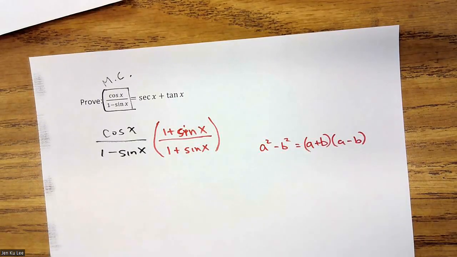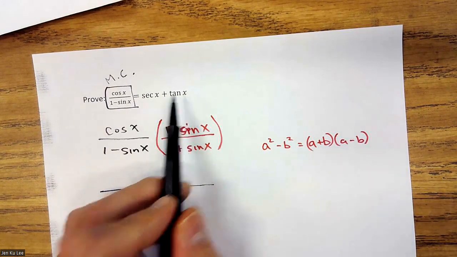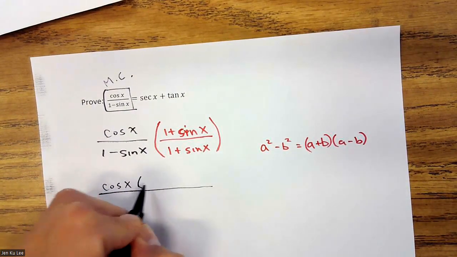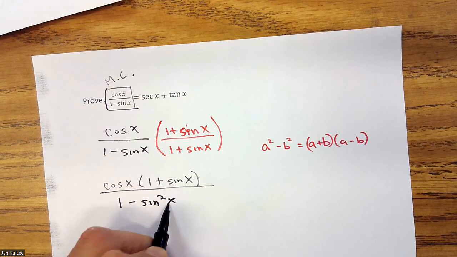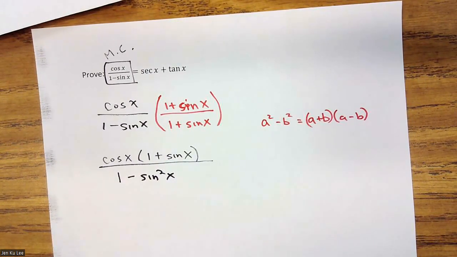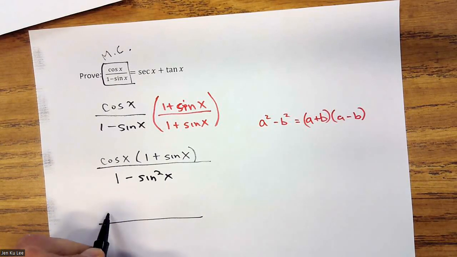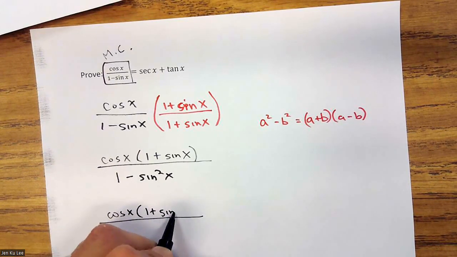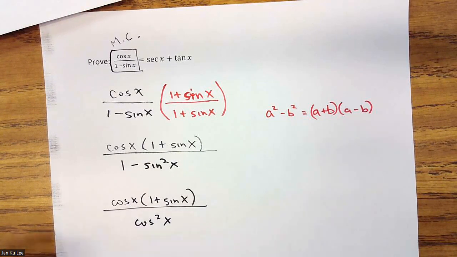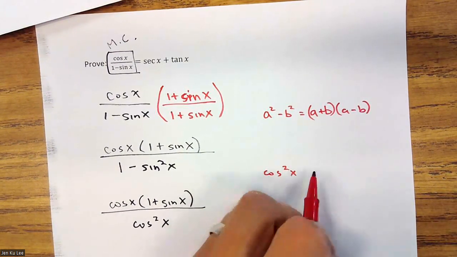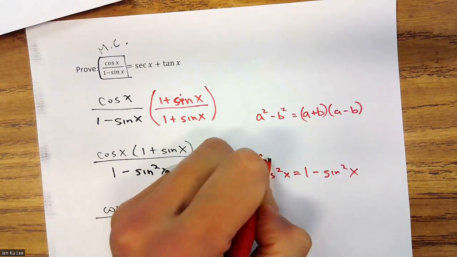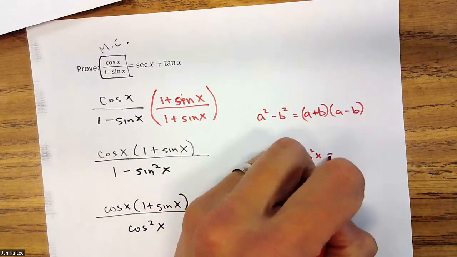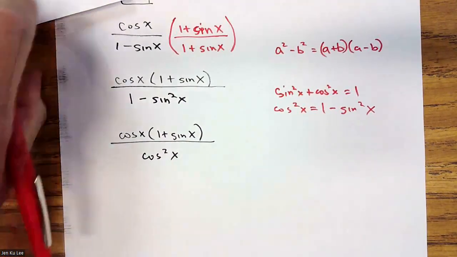When I do that, keep in mind that it's secant times tangent. In my numerator, I have cosine of x times 1 plus sine of x, over 1 minus sine of x times 1 plus sine of x. That would be 1 minus sine squared x. And remember, 1 minus sine squared x equals cosine squared x. So I can put cosine of x times 1 plus sine of x over cosine squared x. What I used is cosine squared x equals 1 minus sine squared x, using the Pythagorean identity sine squared x plus cosine squared x equals 1. So we got that.